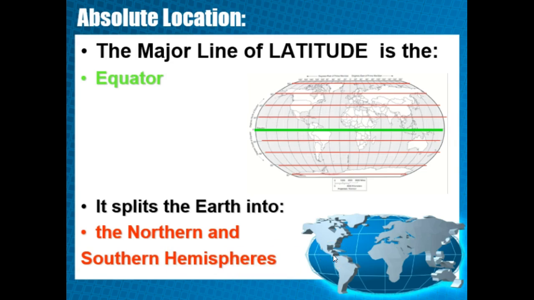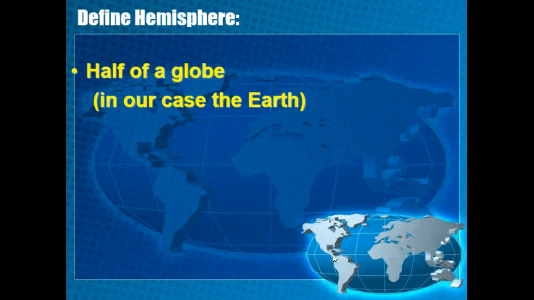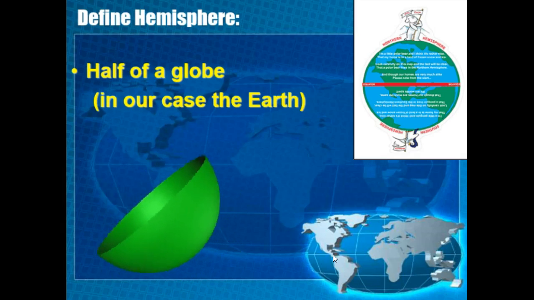Okay, so let's go ahead and define hemisphere. A hemisphere is half of a globe. In our case, half of the Earth. Hemi actually means half, and sphere would be, you know, your circular globe. So hemisphere is half of the globe.